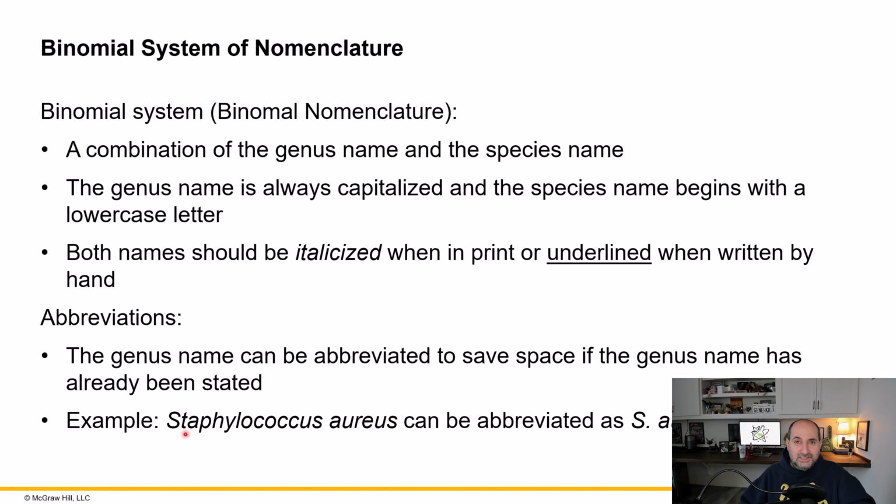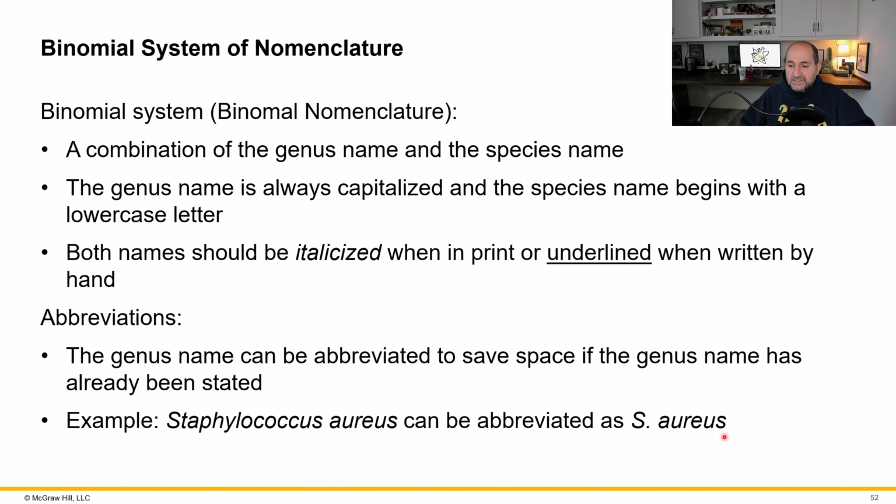Staphylococcus is the genus. Aureus is the species. Exactly. So anytime you hear these two-word scientific names, now you know what we're talking about. We're talking about binomial nomenclature, the two-word epithet. The first word is the genus. The second word is the species. And it can be abbreviated.